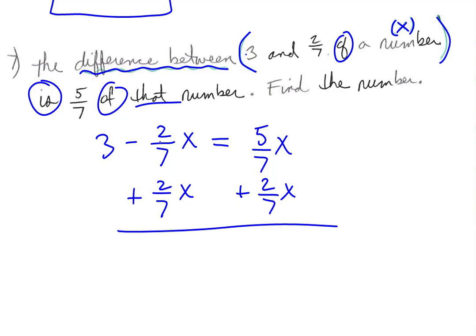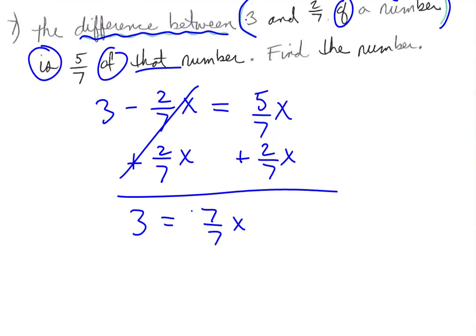On the left side, the 2/7 x's, one being negative and one being positive, will cancel out, leaving us only with a 3 over there. And then on the right side, we have 2/7 plus 5/7, which we could add up as 7/7 x. Now, of course, 7/7 as a fraction is really just 1, which means we really have 3 equals 1x, which is another way to say x equals 1, which gives us our final answer for this problem.